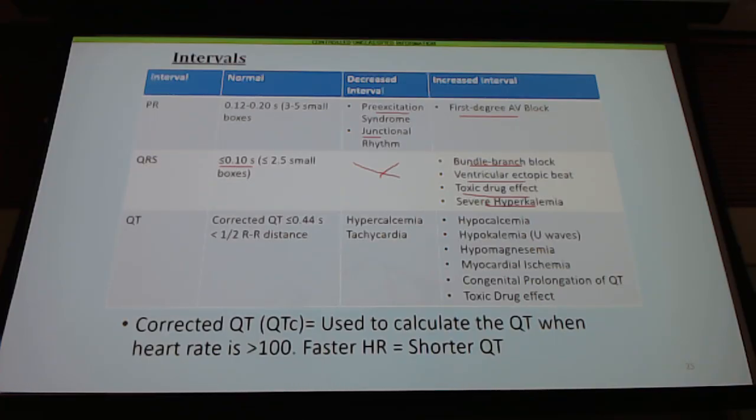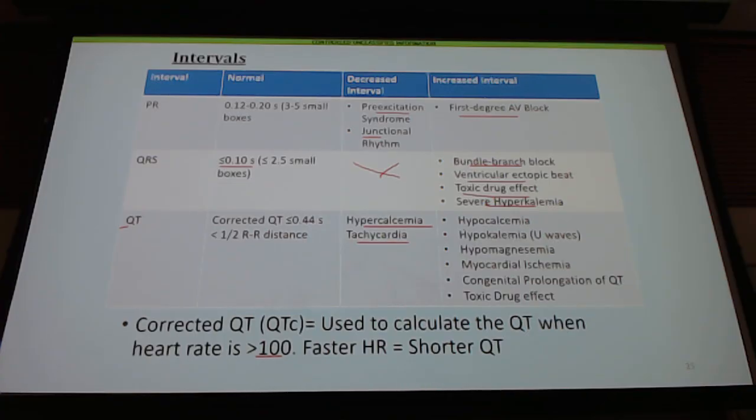And then when we look at the QT interval, we also talk about QTc, which is corrected QT, and this is something that we use when the heart rate is greater than 100, because you're going to get some distortion of the QT if that heart rate is fast. If you have a shortened QT, it could be hypercalcemia or it could be tachycardia. So that's why we do that corrected QTc for somebody greater than 100.